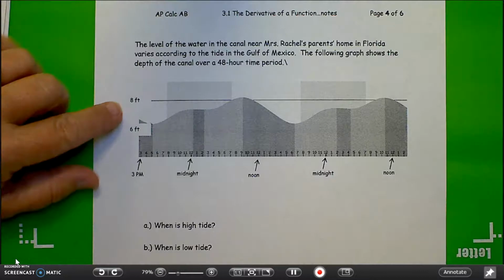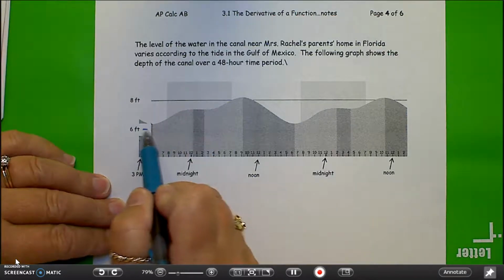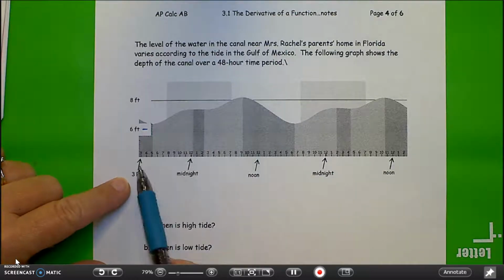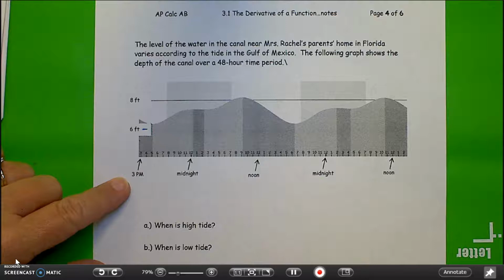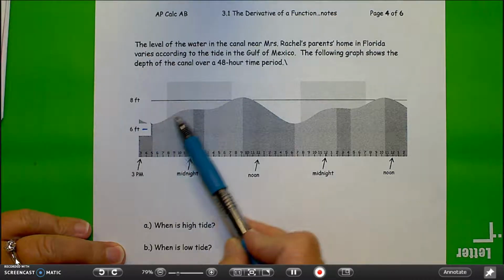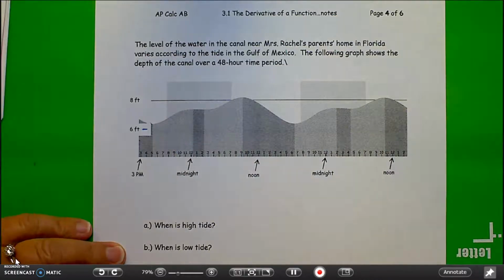So we can see that the depth here, we got 8 feet here, 6 feet will be about here. There's not a line for it. We have to imagine. Here's all the times a day, starting at 3 p.m., midnight, noon, and so forth. Okay? So we can see, and it makes sense, that the water level increases and decreases. It rises and falls.